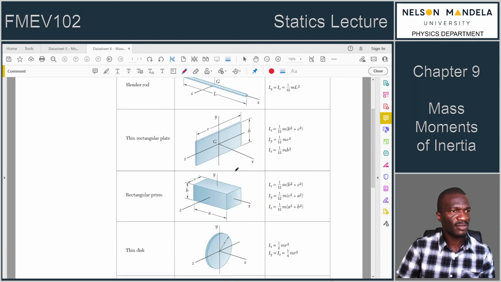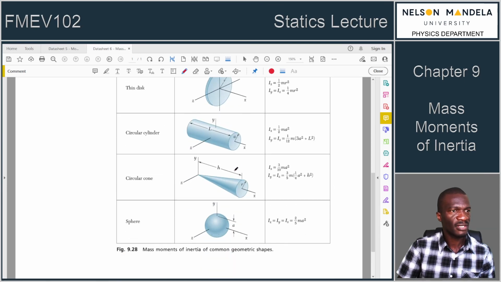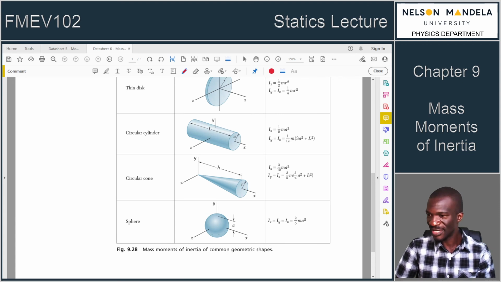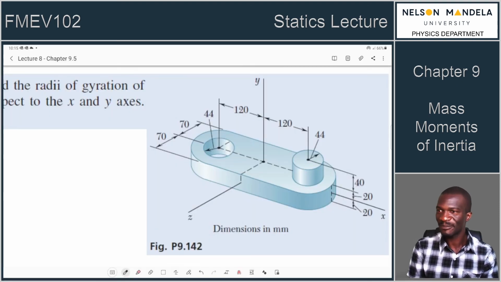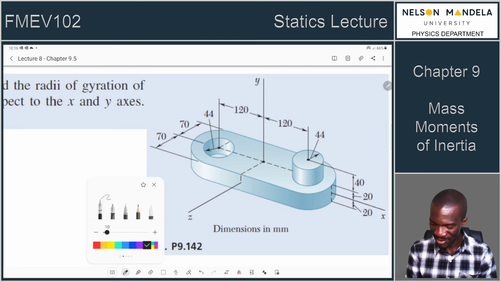and what else? I think that's all we have, isn't it? We also have some circular cylinder. Okay, so we can actually decompose it. Right, so how can we do it? Let's decompose it and see how best we can do it.